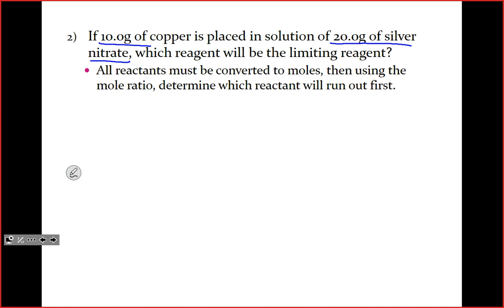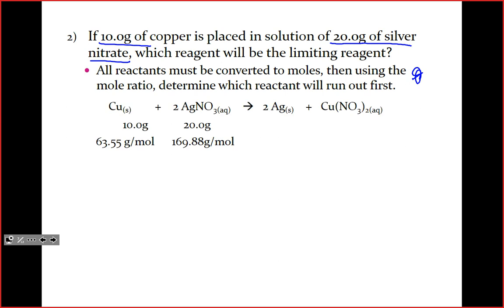Alrighty, so let's take a look. Basically, this is what we're going to do. All reactants must be converted to moles, then using the mole ratio, determine which reactant we're going to run out of first. Let's take a look at what that looks like. There's my balanced equation. That's very important. Then you're going to populate the equation, kiddos.